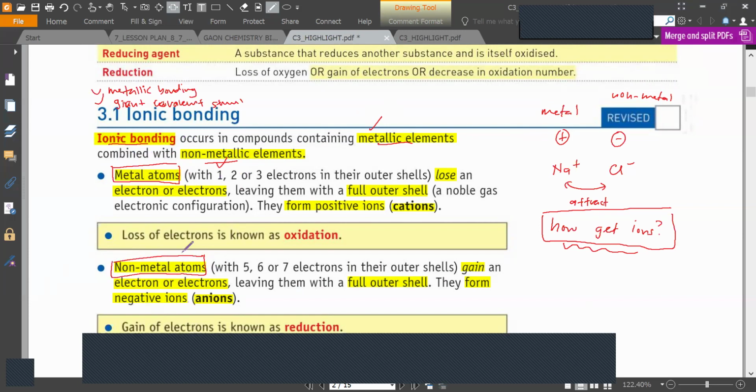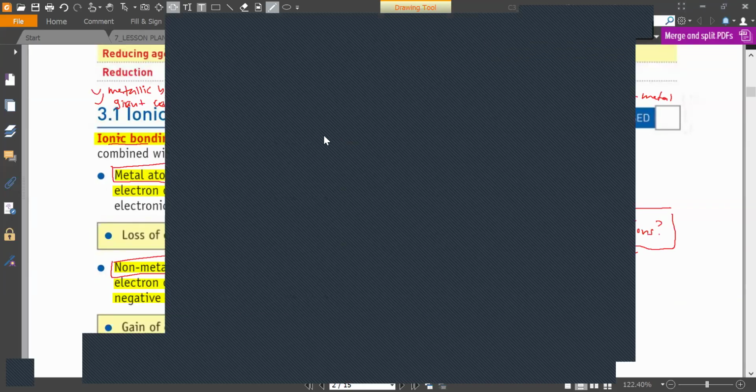For any type of bonding or chemical reaction that happens, there is only one objective. Why does a chemical reaction happen? We only have one objective. Let me go to the periodic table just briefly. I will show the reason why.